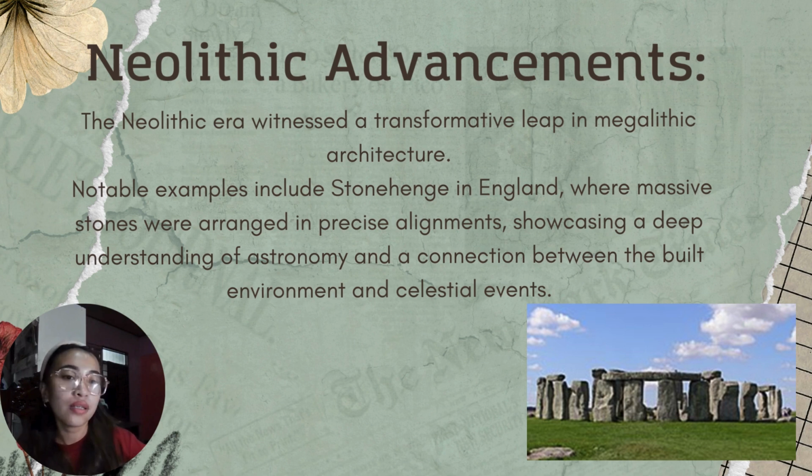So, the Neolithic advancement. The Neolithic era witnessed a transformative leap in megalithic architecture. Notable examples include Stonehenge in England, where massive stones were arranged in precise alignment. It was also showcasing a deep understanding of astronomy and the connections between the built environment and celestial events.